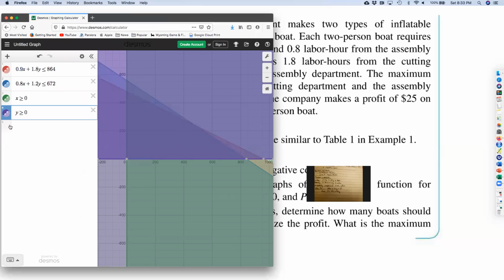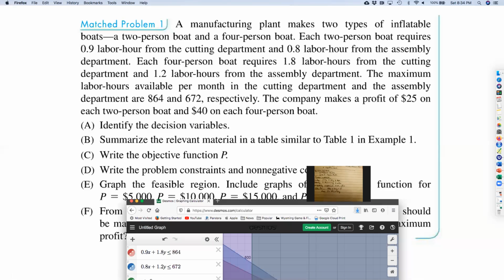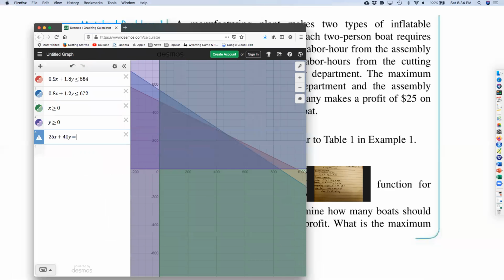And so we have all of our lines in there, right? Now I'm going to put in that profit function, 25x plus 40y is equal to, and what are all the different values of P that we're going to have? 5,000, 10,000, 15,000, and 21,600. So 5,000. Oh, there's 5,000. Okay, let's bump it up to 10,000. So you see what's happening? Here, let's just do it this way. We'll do 5,000, and then we're just going to say times 2, because that's 10,000, right? So you can see how this is moving out.